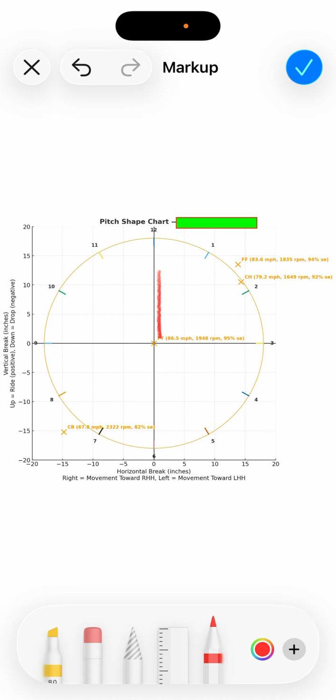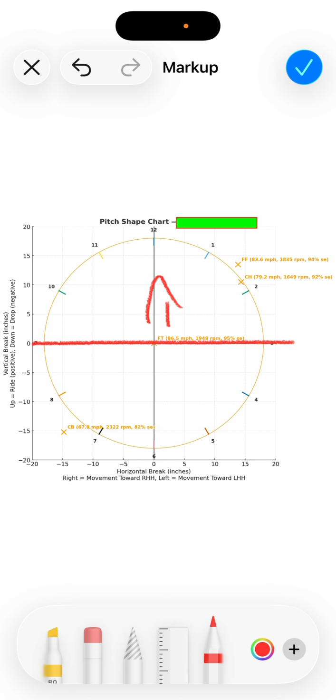If we see a ball at 12, that means it has pure backspin. If we see a ball spinning at 6, that means it has pure topspin. If we see a ball spinning at 3, that means it has pure side spin. And the same goes for 9 o'clock. It has pure side spin going the other direction.